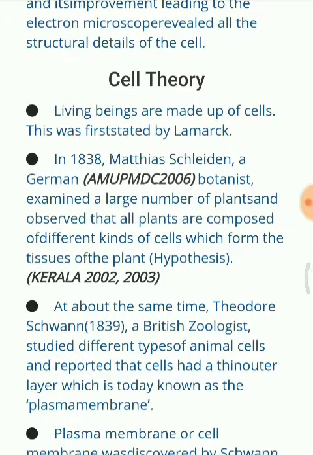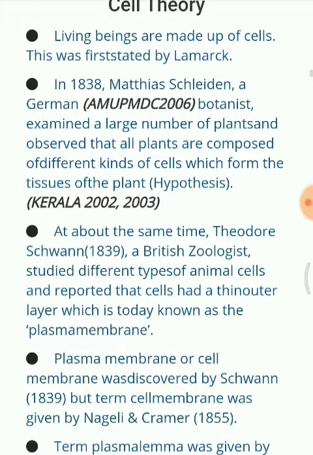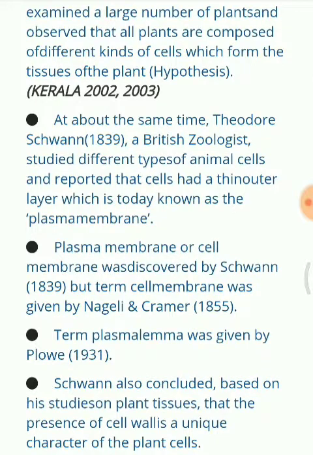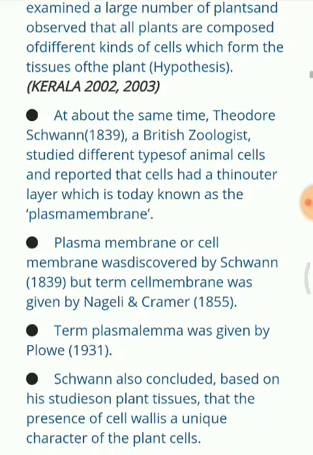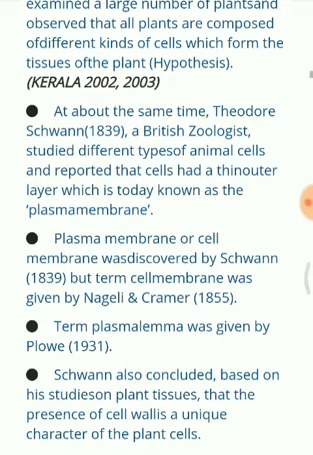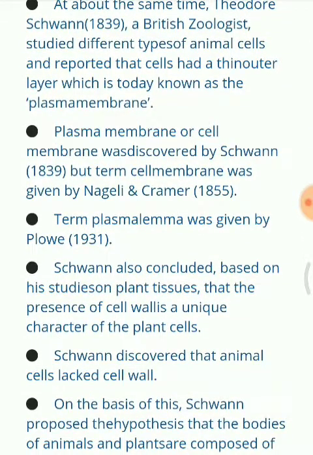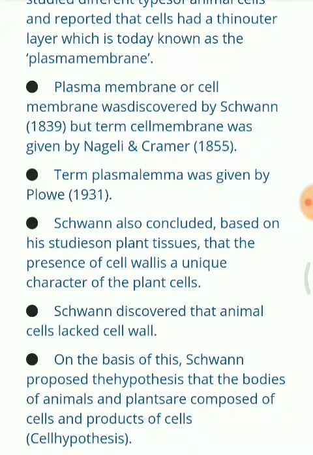Cell theory. Living things are made up of cells, and this was stated by Lamarck. In 1838, Matthias Schleiden, a German botanist, examined a large number of plants and observed that all plants are composed of different kinds of cells which form the tissue of the plant. At about the same time, Theodor Schwann, a British zoologist, studied different types of animal cells and reported that cells had a thin outer layer, which today is known as the plasma membrane. The plasma membrane or cell membrane was discovered by Schwann, but the term cell membrane was given by Nageli and Cramer. The term plasma lamella was given by Plowe.